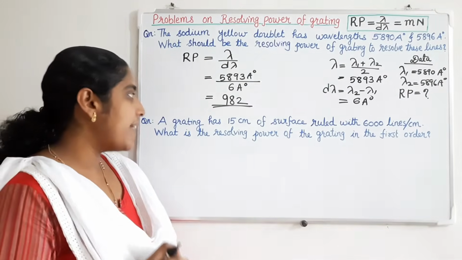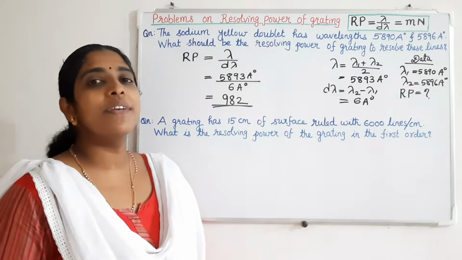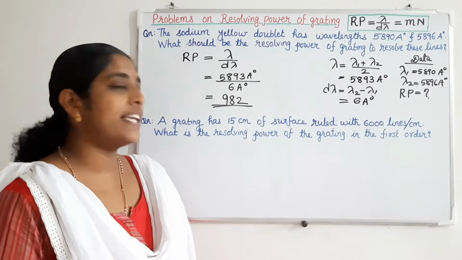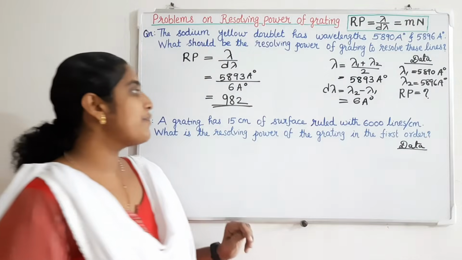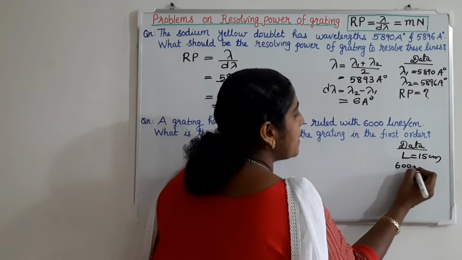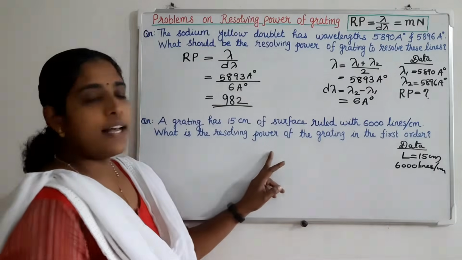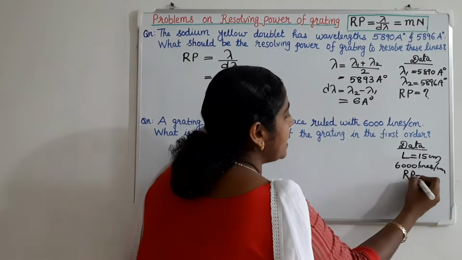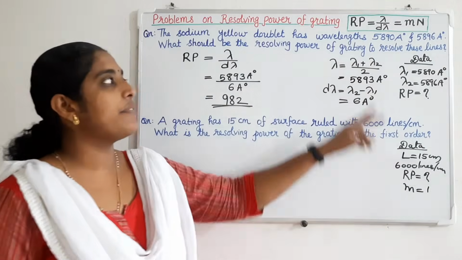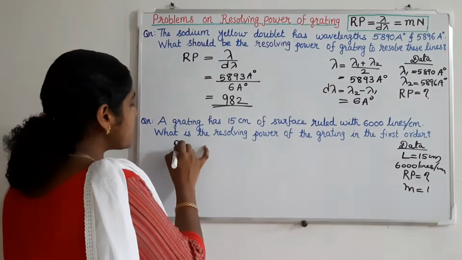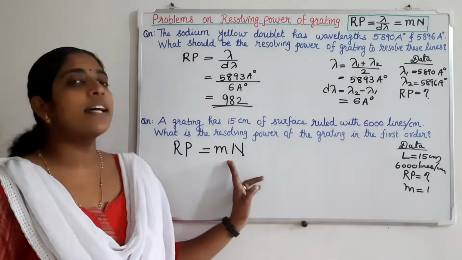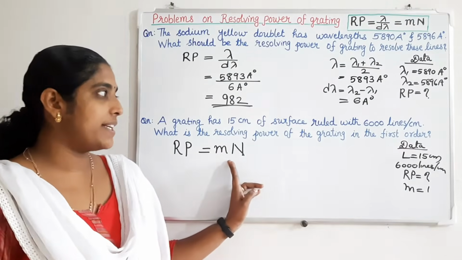Next question: a grating has 15 cm of surface ruled with 6000 lines per centimeter. What is the resolving power of the grating in the first order? So for m equal to 1, we want to find the resolving power. Resolving power is equal to mn, where n is the number of ruled lines on the grating surface.